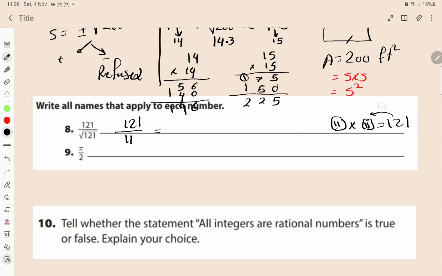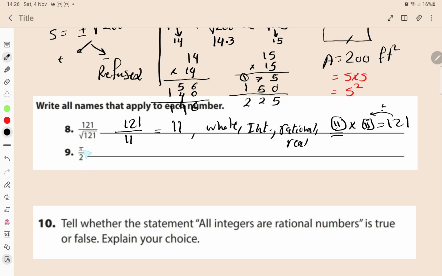121 divided by 11 is equal to 11. So 11 is positive, no decimals, so it's a whole number. Any whole number is an integer. Any integer is rational. Any rational is also real.